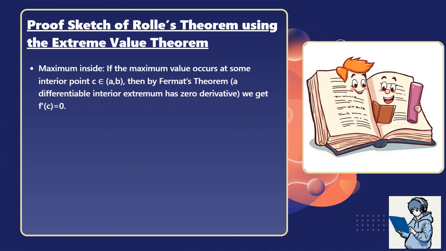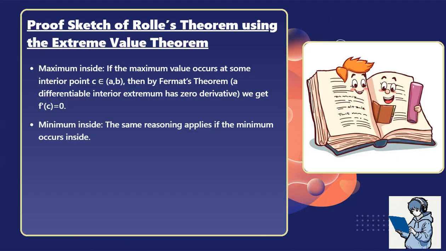Maximum inside: if the maximum value occurs at some interior point c in a to b, then by Fermat's theorem, a differentiable interior extremum has 0 derivative, so we get f prime of c equals 0. Minimum inside: the same reasoning applies if the minimum occurs inside.